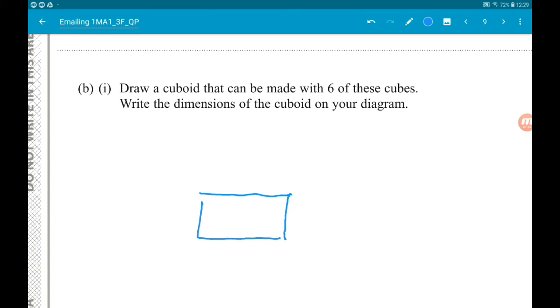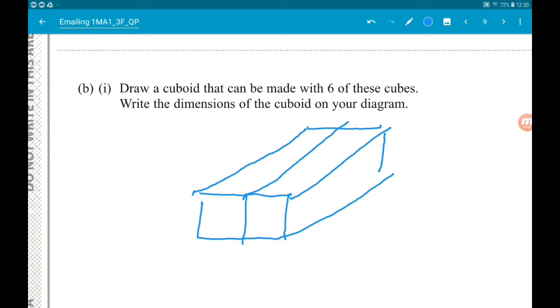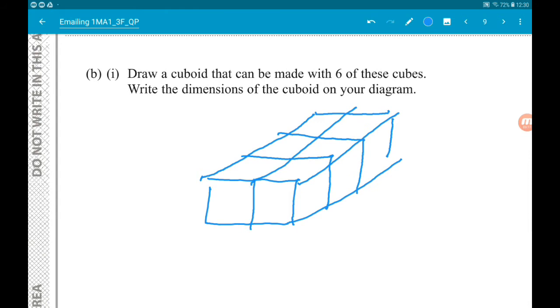which is 2 cubes wide and 3 cubes long. So the dimensions are going to be 4 centimeters wide, 6 centimeters back, and 2 centimeters high. Cool.